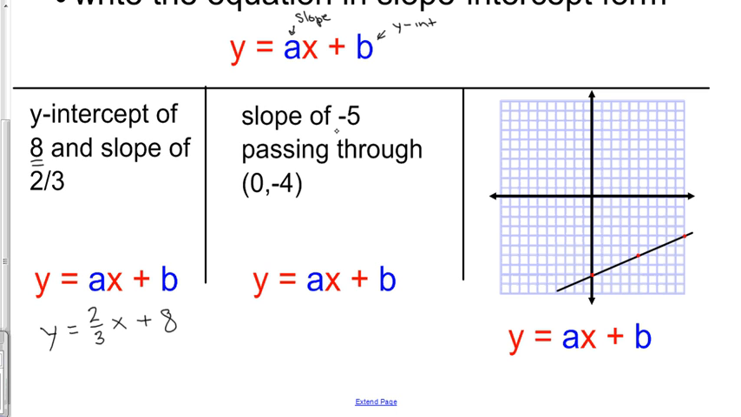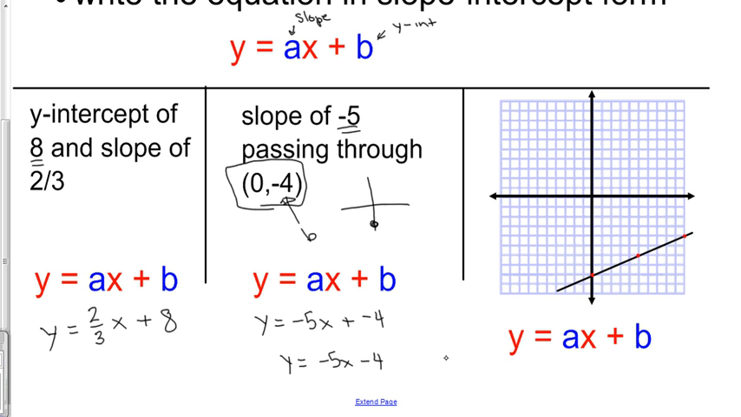Here they tell me my slope is -5, so I know I'm going to say y equals -5x plus something. And they tell me I go through this point. And here's where you need to recognize that because the x value is 0, that point is my y-intercept. This is the value of b. So plus -4, or what you'll often see written as y equals -5x minus 4.